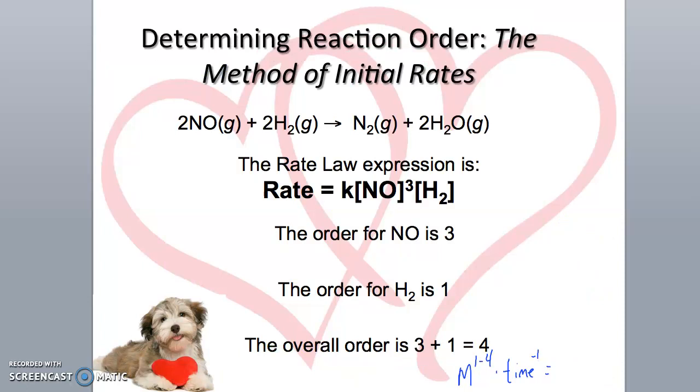We can write our rate law expression now, and the overall order is 4. We can determine the units of k using molarity, or concentration, to the 1 minus the overall order, times time to the negative 1. The units of k will be molarity to the negative 3 times time to the negative 1, or we could say 1 over molarity cubed times time.